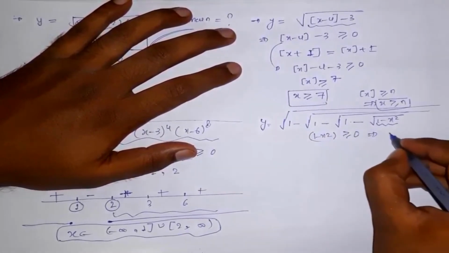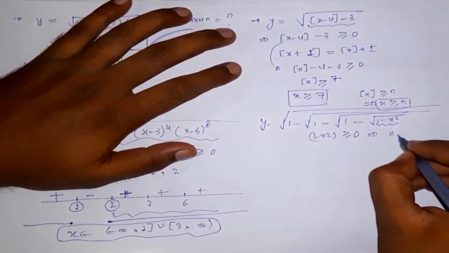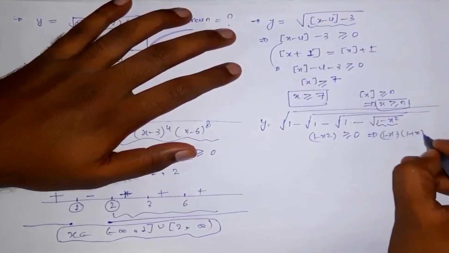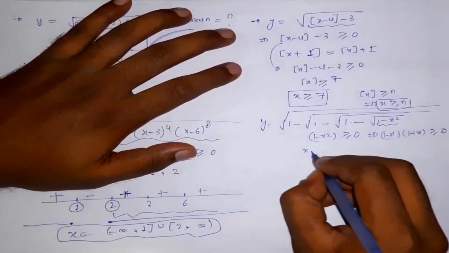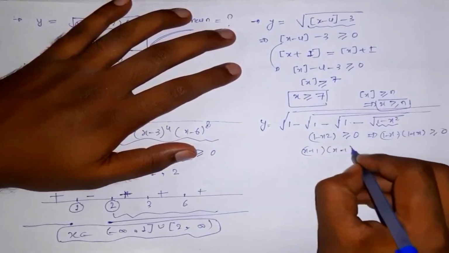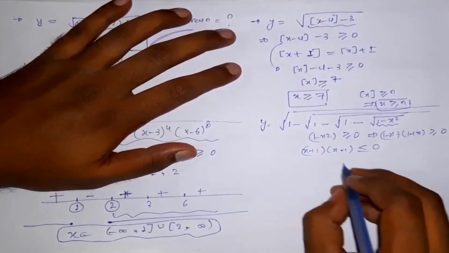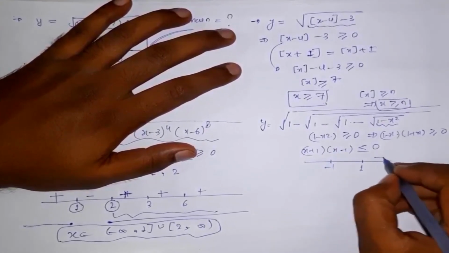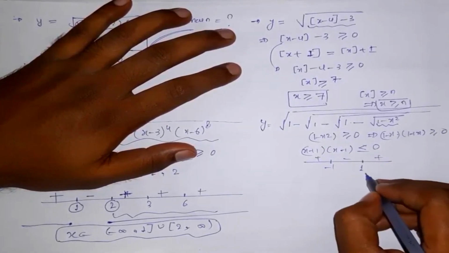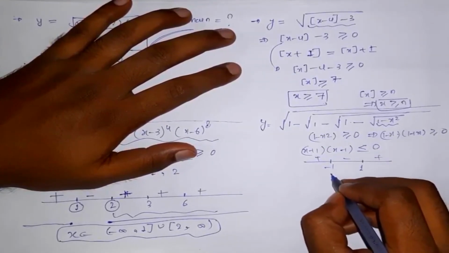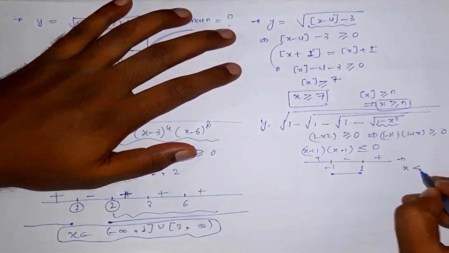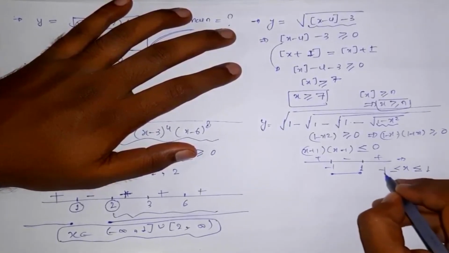That means 1 minus x times 1 plus x greater than or equal to 0. I mean x plus 1 times x minus 1 less than or equal to 0. So minus 1, 1, positive, negative, positive. That means you need to take negative values. So this portion, that means x should be less than or equal to 1 and greater than or equal to minus 1.